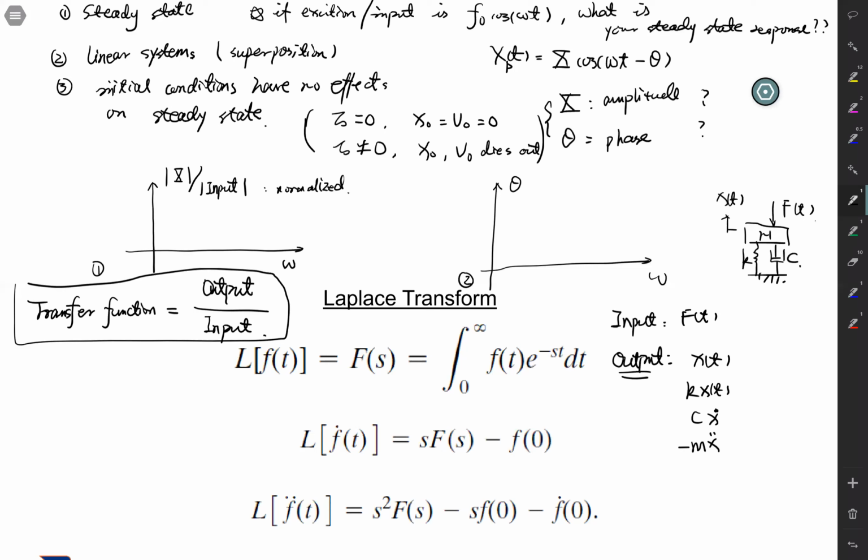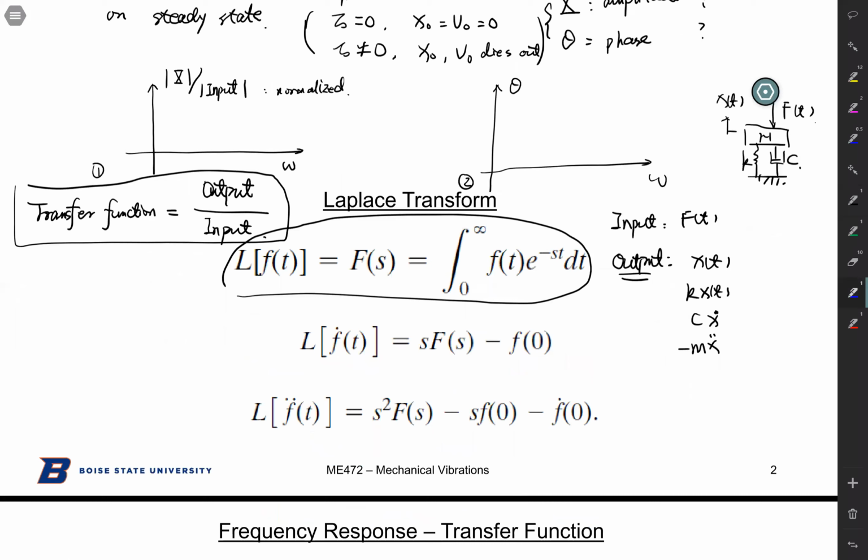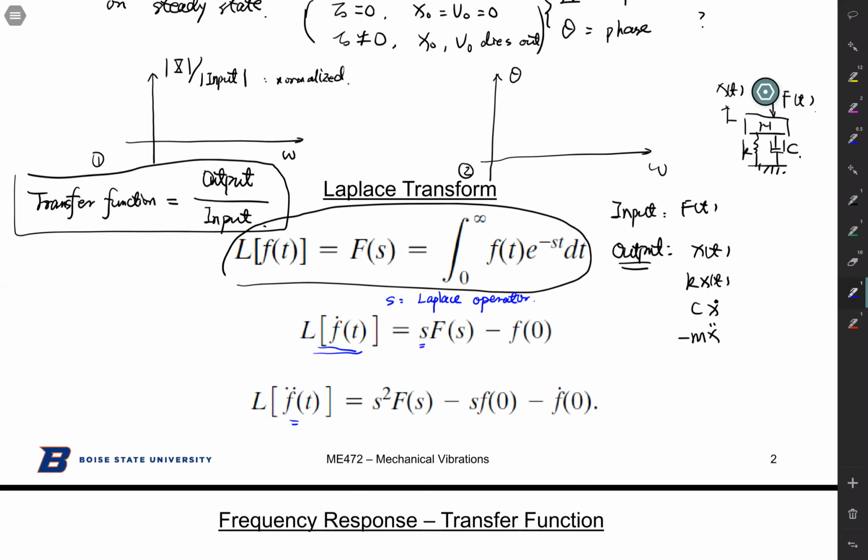Once you identify your output and input, then you can use Laplace transform. That's the original definition for Laplace transform. You don't have to understand that. It's really complicated. But I would like to give you an idea: if you have a first order time derivative, you put a single s. We call this s the Laplace operator. You put a single s in front of your function. If you have second order derivative, you put an s squared in front of your function. Going further, you have your nth order of time derivatives. You just put s to the nth order in front of your original equation.